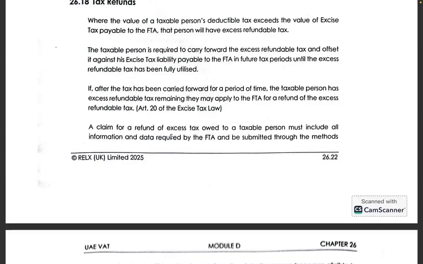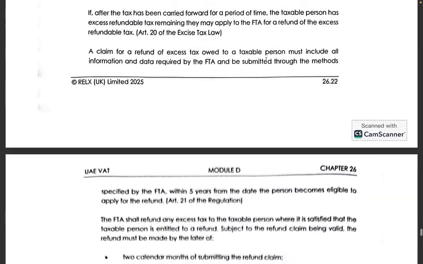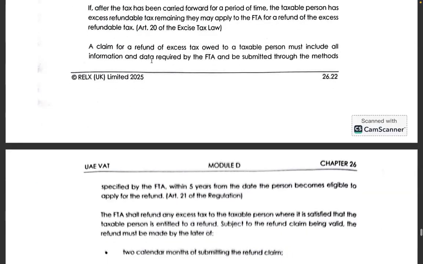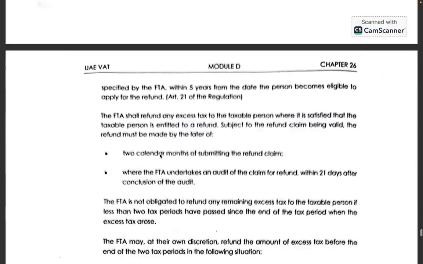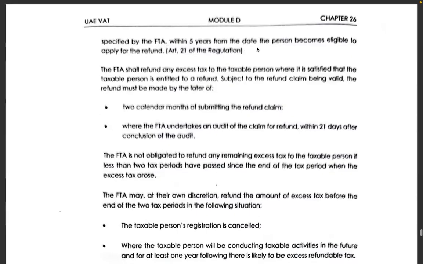A claim for a refund of excess tax owed to a taxable person must include all information and data required by the FTA and be submitted through the method specified by the FTA within 5 years from the date the person becomes eligible to apply for the refund. So the maximum time is 5 years. If someone wants to file a refund request, the maximum time allowed is 5 years from the date the person becomes eligible to apply.